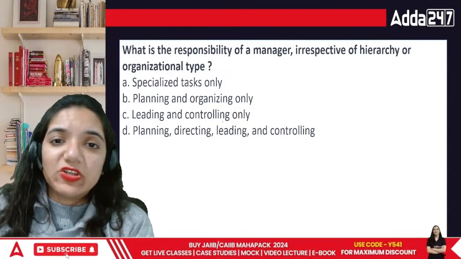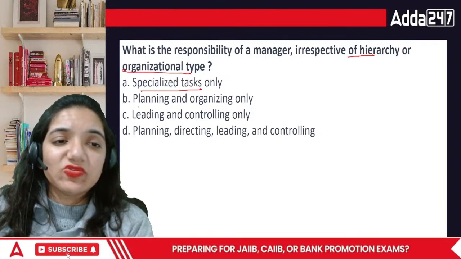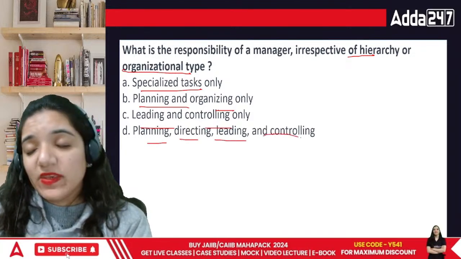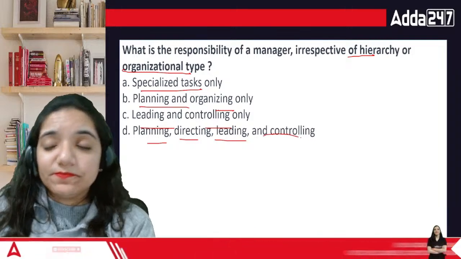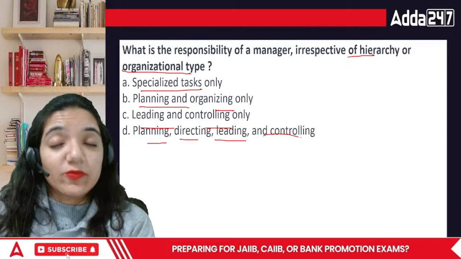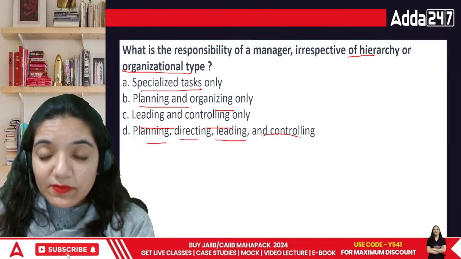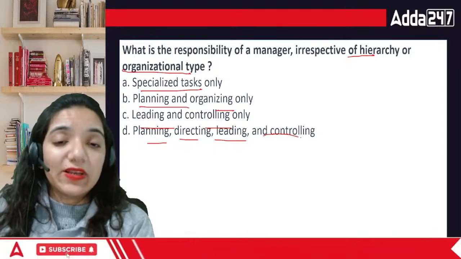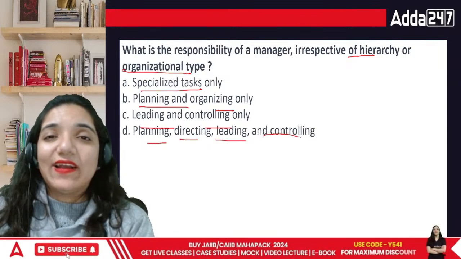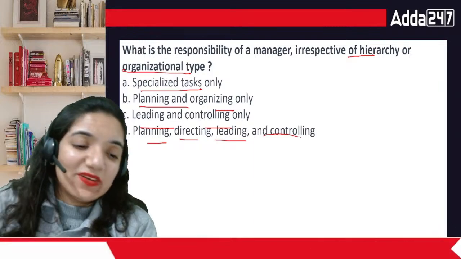What is the responsibility of the manager, irrespective of hierarchy or organizational type? Specialized tasks only, planning and organization, leading and controlling, planning, directing, leading, controlling. Once you become the leader, you just cannot be picky. You have to plan. If people are not working according to your plan, you have to push them. You have to lead them, because leaders play a very important role. Your mentors will determine where you go in life. And then there is controlling: when you are deviating, someone comes to you and puts you back on track. That part is considered here, everyone.